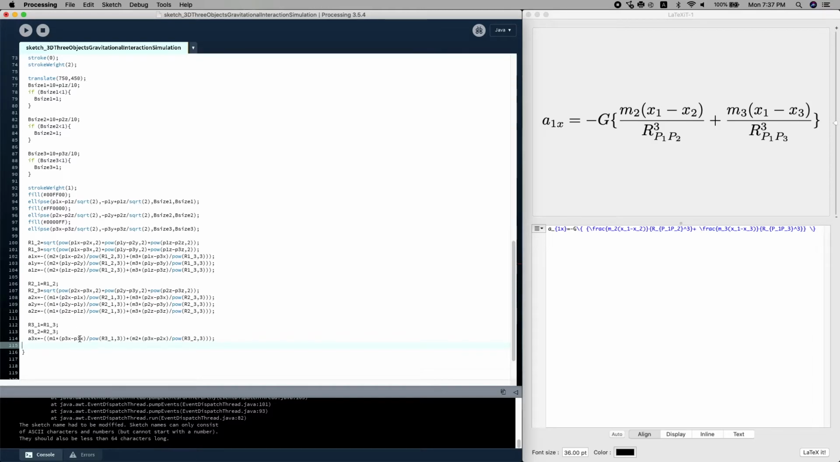3 minus 1, 3 minus 1, 3, 2, 1, 3 minus 2 and 2. And so we're going to need to basically do the same thing for y and z. And the y is here, and the z value is here.